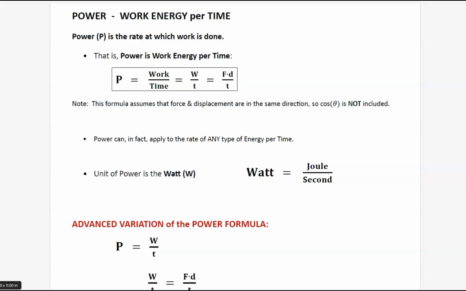So power being a rate of use of energy, it's the energy per time that the energy is being used or the work is being done. The unit of power is the watt, and the watt is equal to the units of energy divided by the units of time. The unit of energy or transfer of energy, like work, is a joule. So joules per second is a watt. A watt is our unit of power.